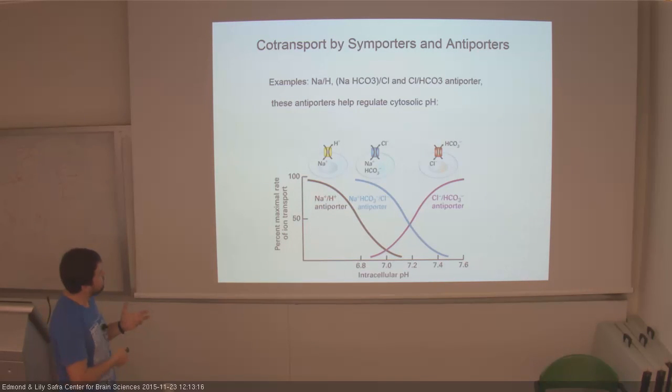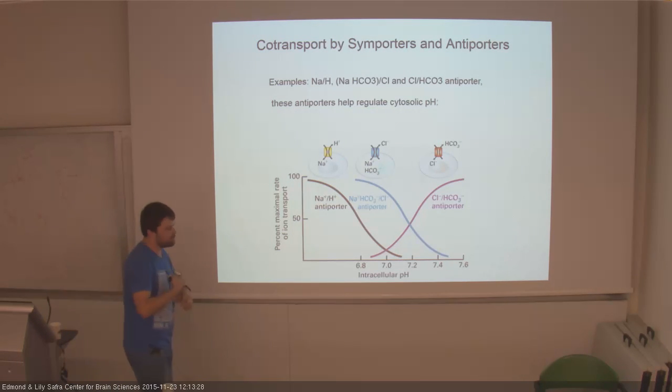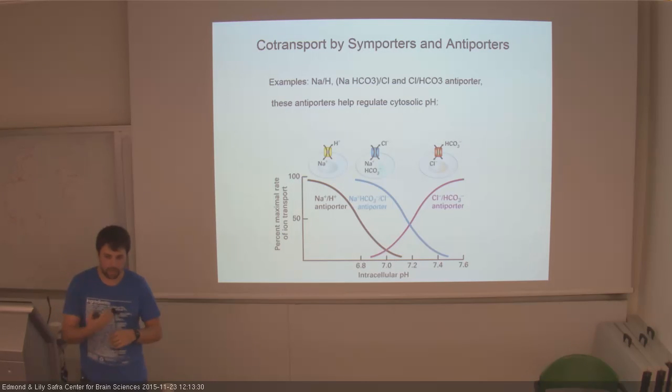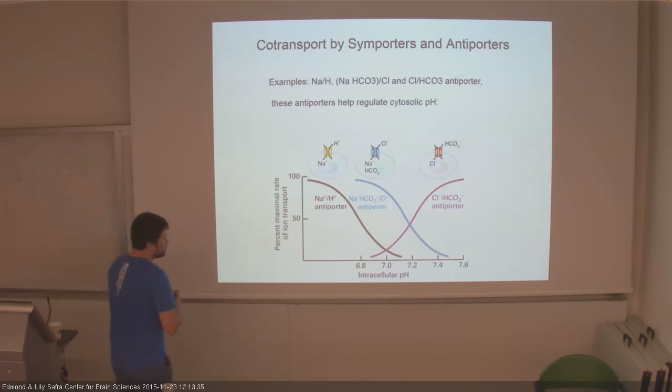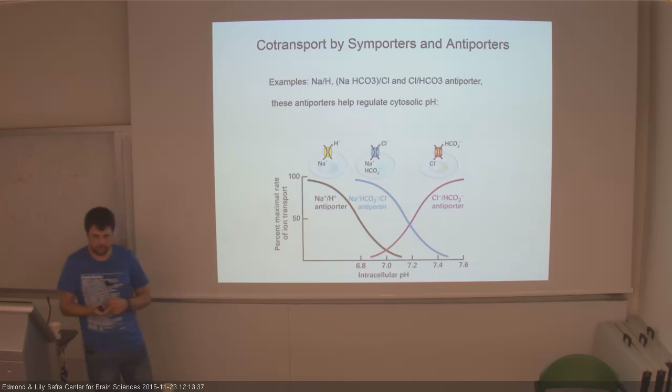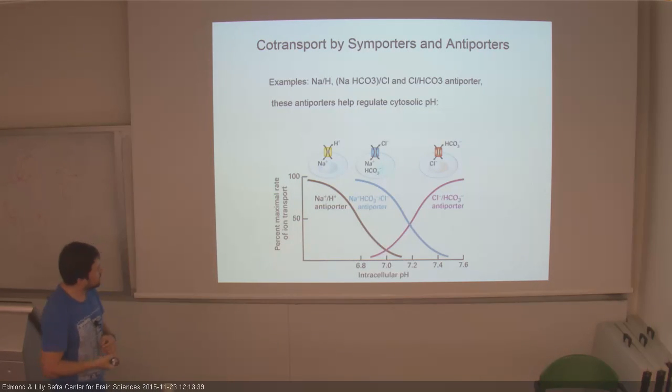So if the pH is low, then this transporter becomes very active and uses the sodium gradient in order to pump hydrogen ions outside of the cell. And if we have less hydrogen inside the cell, then the pH rises and becomes more basic. Again, I remind you that a high concentration of hydrogen ions is low pH, or very acidic pH.